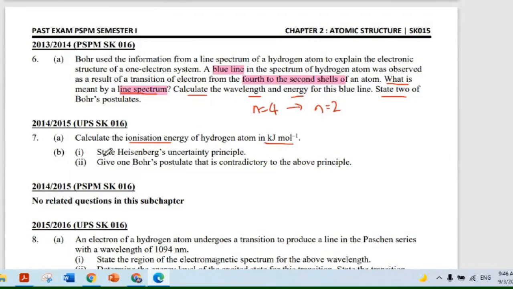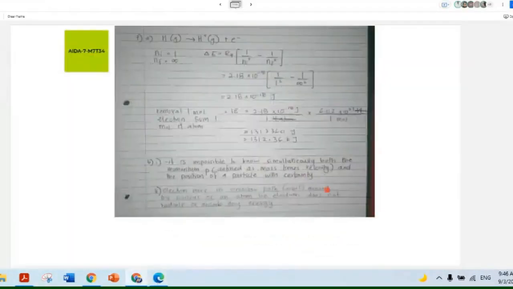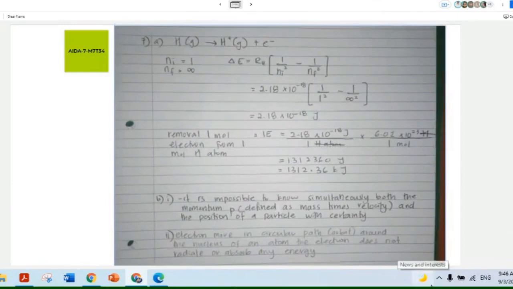So, first we have to calculate the delta E. Okay, we look at delta E. We have to calculate the delta E. Then the n initial is 1. The n final is infinity. So we substitute into the formula. And then we get the answer 2.18 times 10 to the power of negative 18 joule. Okay, correct.